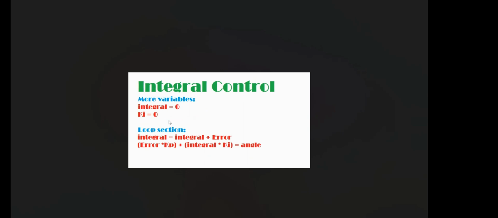Now for the integral control. The integral is basically checking the error in your steering over time. So we need the integral variable and the KI variable, and the integral is equal to the integral plus the error. Every time the loop goes around, it accumulates the error that the robot is making. The KI is usually a very small number. So now our code is error times the KP plus the integral times the KI is equal to the angle.